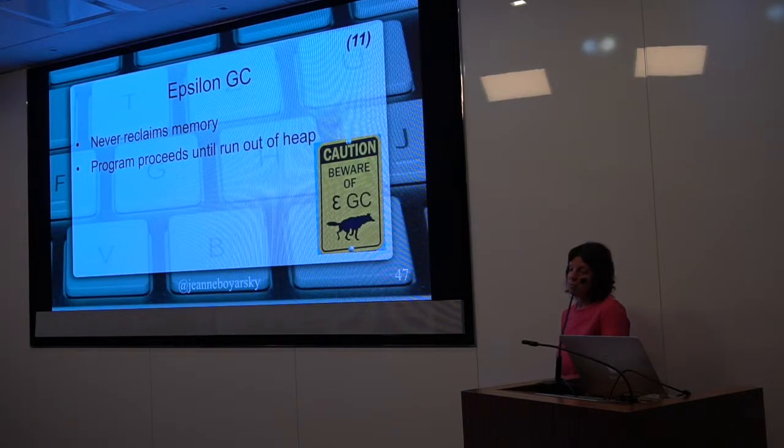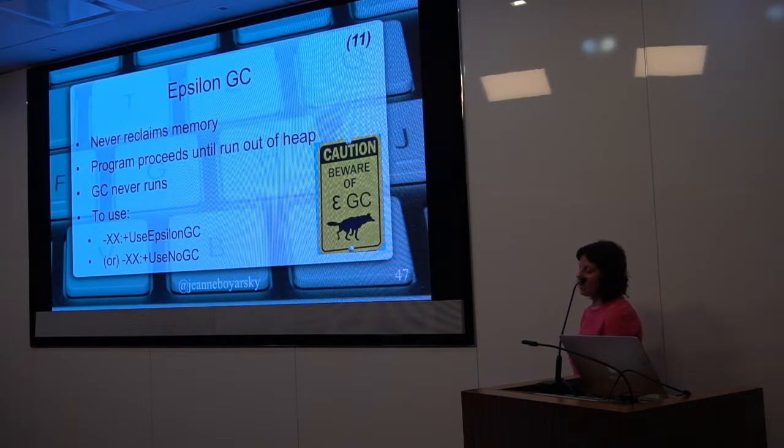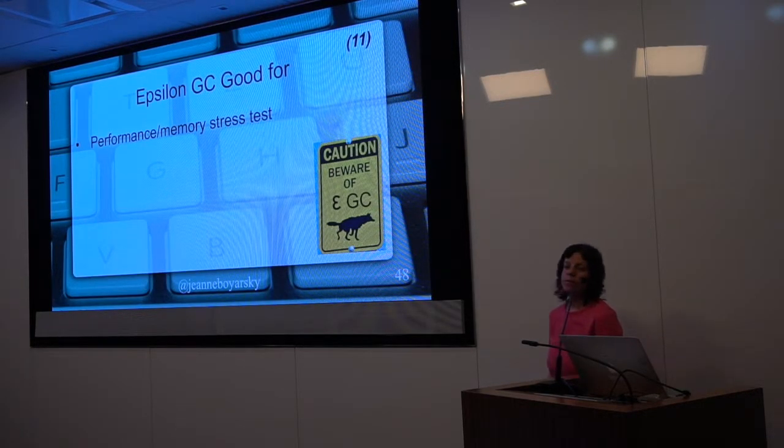It proceeds until it ends, or it unceremoniously ends, because you ran out of space for your memory. Now, in order to use this, you have to opt in. This is obviously not something you want to just happen to you, but it is useful in a couple of cases. One of them, especially for us large enterprise customers, is if you want to do a performance or memory stress test. It's kind of hard to see what happens when your program runs out of memory because the garbage collector is trying to make the program not run out of memory, and you're trying to write a test where it does run out of memory so you can see what happens.